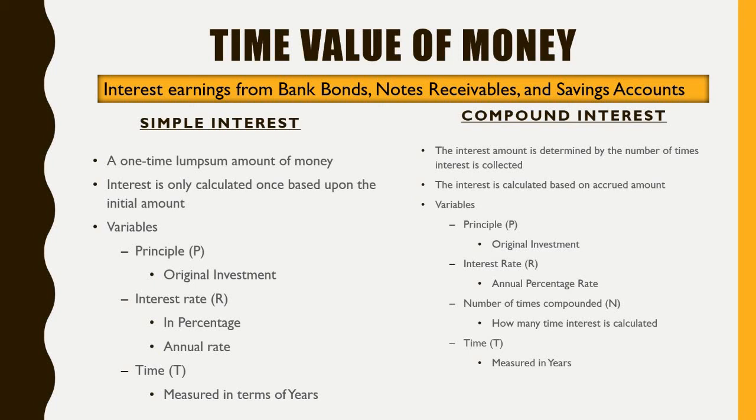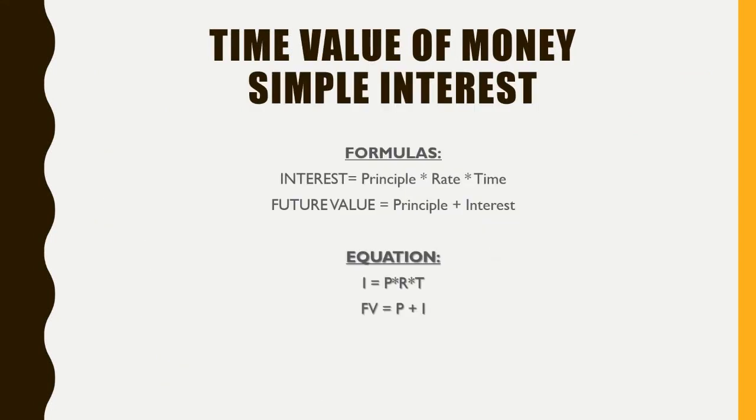Compound interest has the same variables, except you have one more thing. You have the number of times compounded, which is n, which is the number of times you're going to be hit with interest. Okay, that's the difference. With simple interest, you're going to get charged or calculated interest once. Compounded is multiple times. That's the difference there, okay? So let's take it down one at a time.